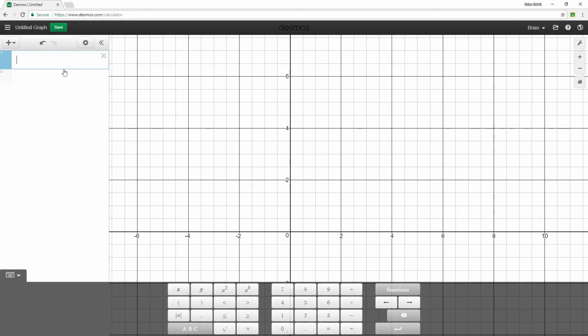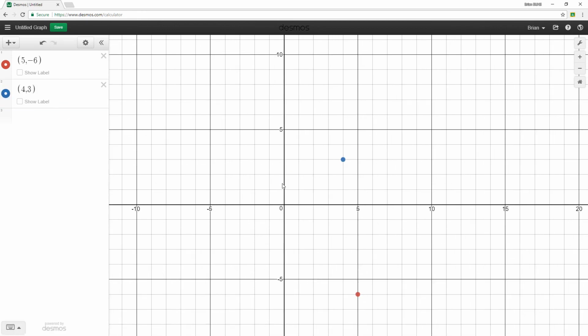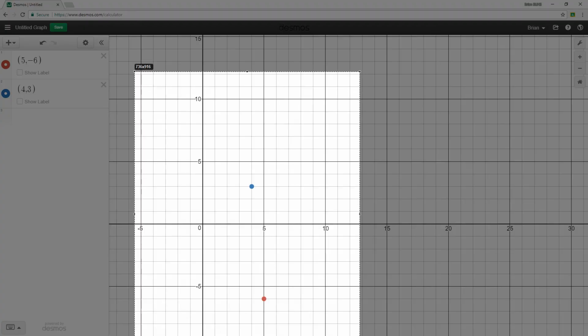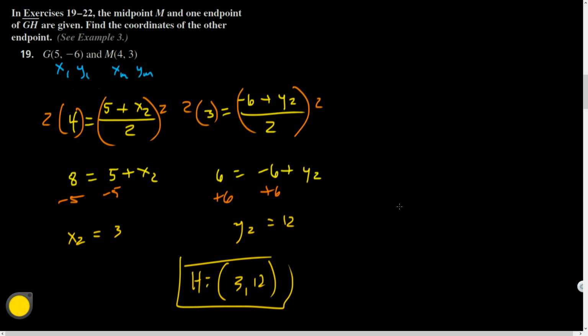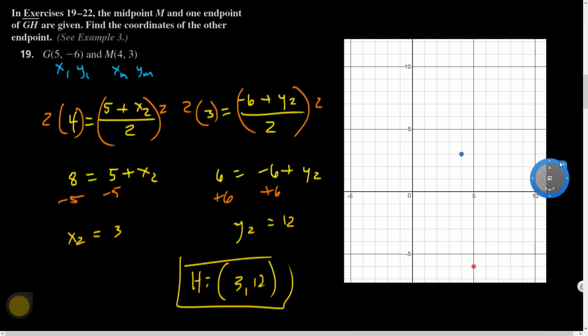5, -6. And 4, 3 is the midpoint. So one of the things you can do graphically, barely, yeah, I went up to 12, is you can almost view this as a slope formula problem. To go from the red point, so the blue point is the midpoint. So I know that the other endpoint must be on the other end of it somewhere, in this region, in order for the midpoint to be the middle.